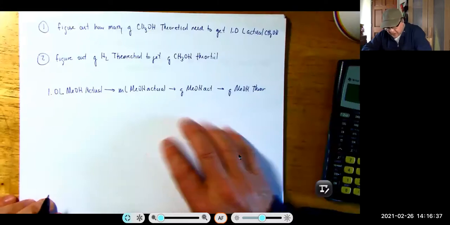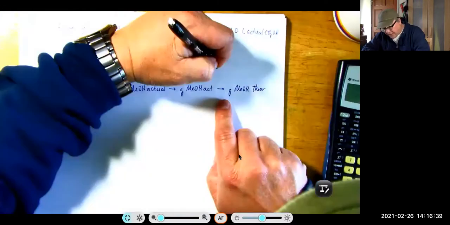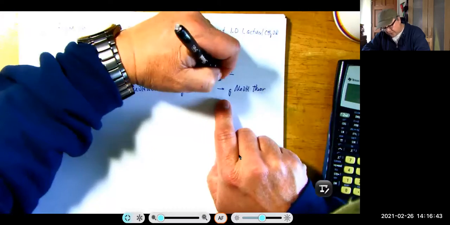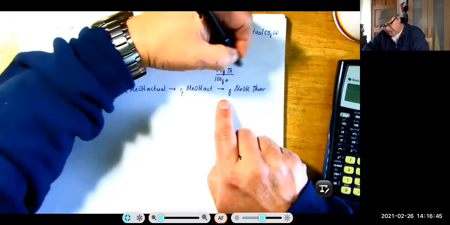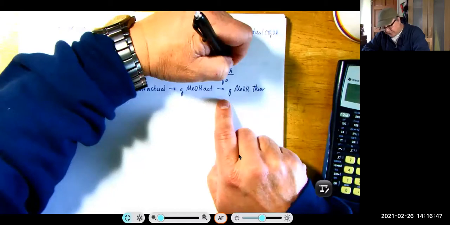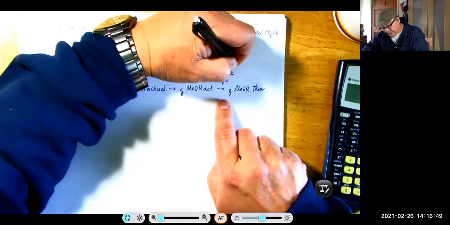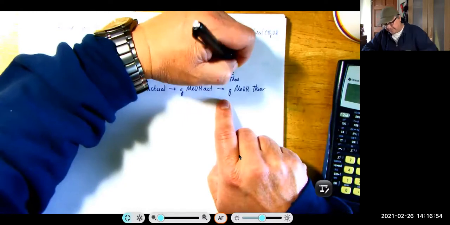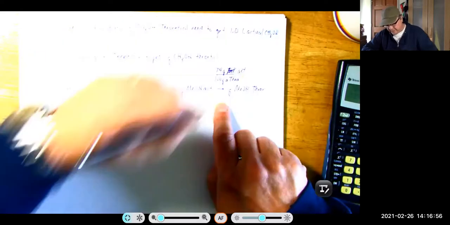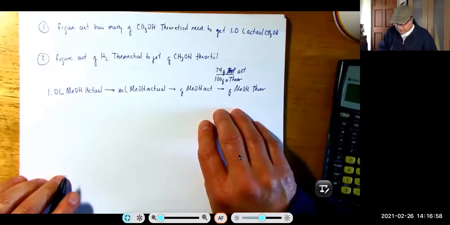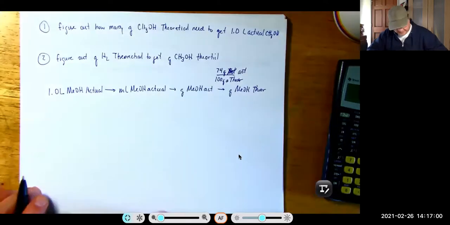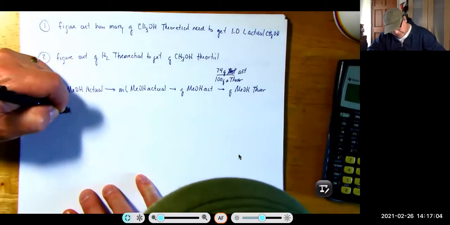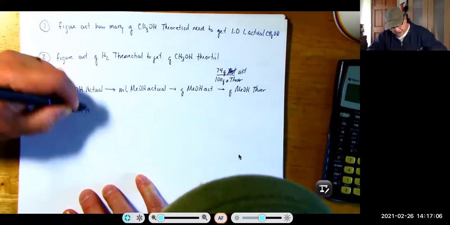And the reason I'm doing all of that is because I know it's 74 grams theoretical over 100 grams actual, or excuse me, the other way around. 74 grams actual per 100 grams theoretical. So that's why I'm doing all of this work. I'm going to put an A for actual.